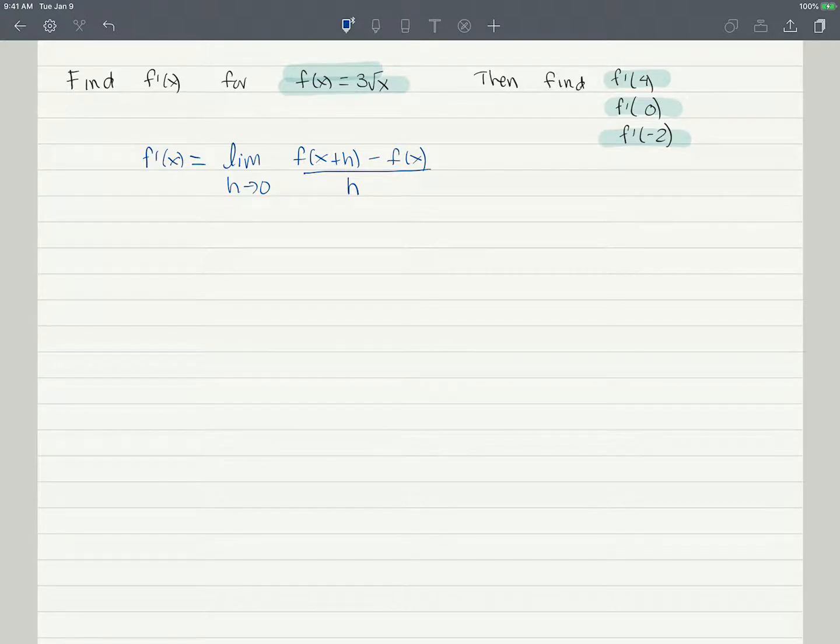I'll explain in another video graphically what this is, but this is the slope between 2 nearby points at x and x plus h, and you're taking the limit when those 2 points are very, very close. So at the end of the limit process, this is the slope of the tangent line. Okay, so algebraically, what do you do?